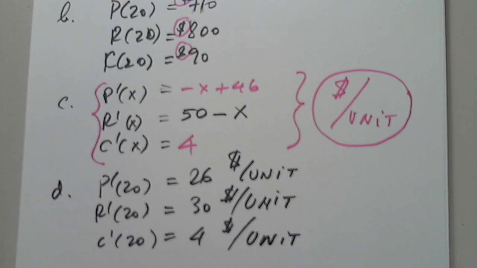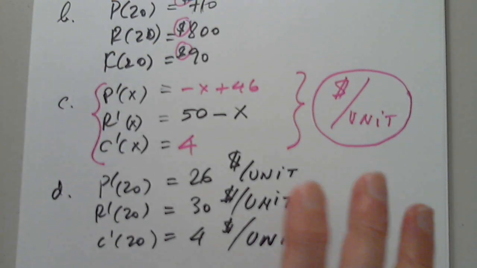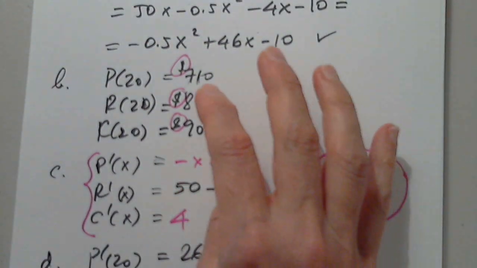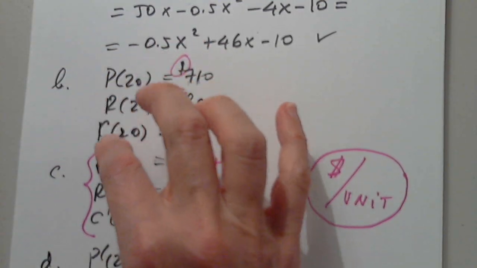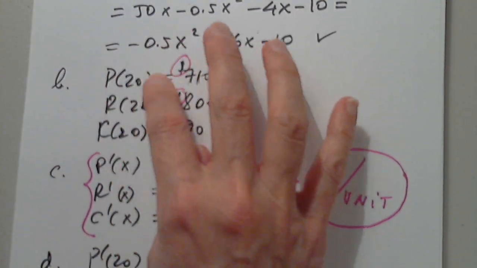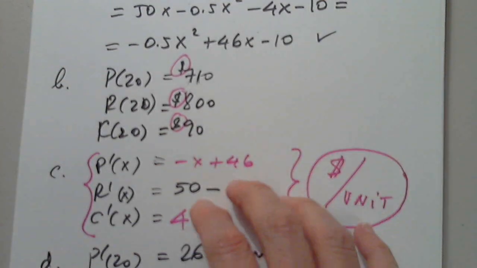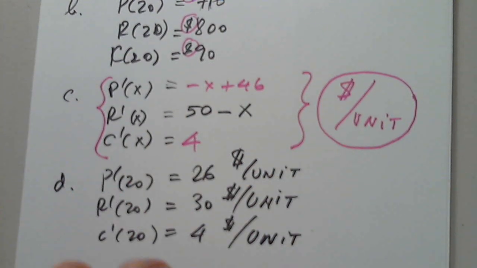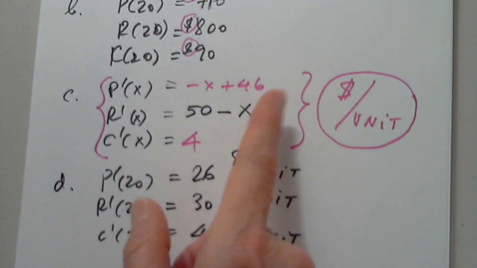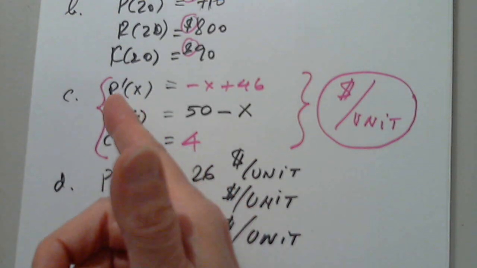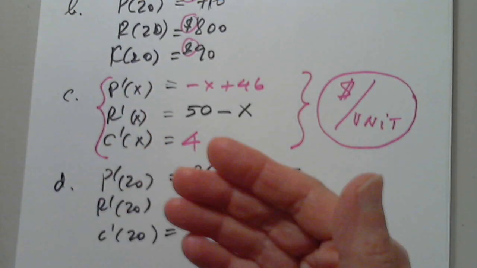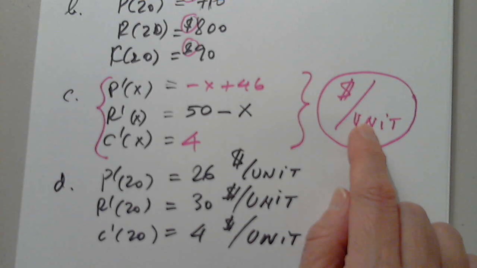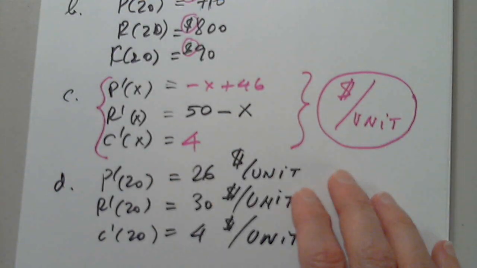Explain what each quantity in parts B and D represents. Obviously, this is the cost, revenue, and profit when we manufacture 20 items or 20 units. This is the rate of change when we manufacture x number of units, how fast the profit, the revenue, and the cost are changing at that instant, or right immediately after.